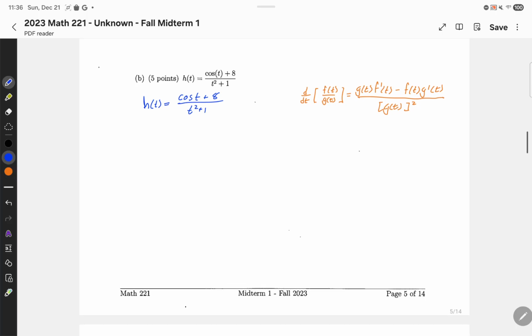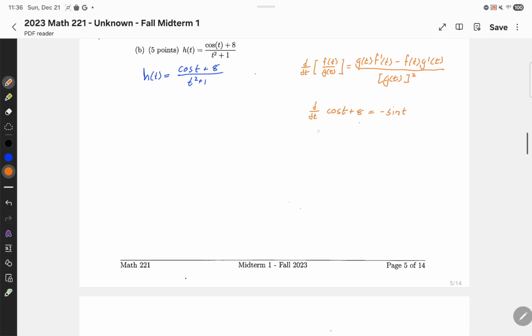So let's go ahead and look at each of these functions. First off, the derivative with respect to t of cosine t plus 8 is just going to be the derivative of cosine plus the derivative of 8. And we know that the derivative of cosine is minus sine of t, and the derivative of 8 is just 0. And now we have that the derivative of t squared plus 1 is just going to be equal to 2t, like this.